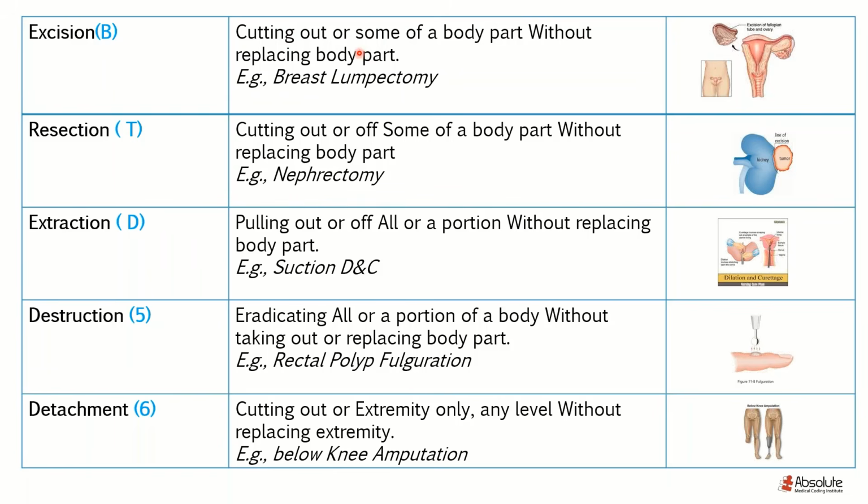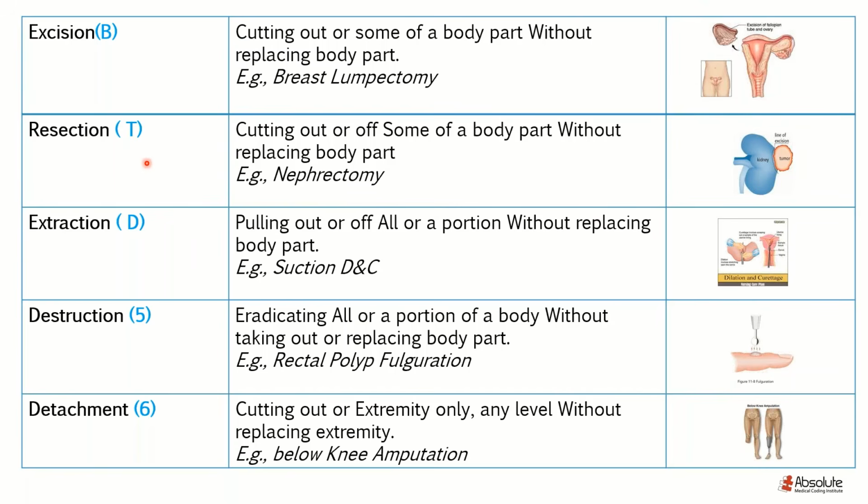Cutting out some of a body part without replacing it, like a breast lumpectomy. So you're cutting out some of the body part, or you're cutting out a part of the body part, but you're not cutting out all of it. So you are excision. An example right here, excision of the fallopian tube and ovary.